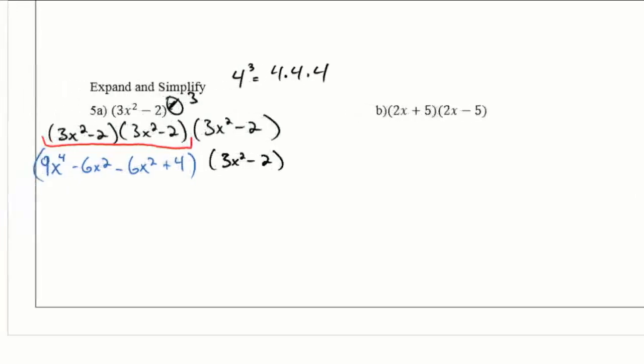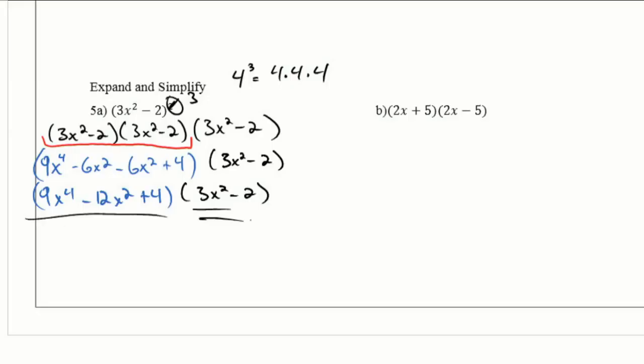I'm going to combine my like terms here: 9x to the 4 minus 12x squared plus 4. And then I still have this 3x squared minus 2. Now at this point, you're taking a trinomial and multiplying it by a binomial. So each thing in the first bracket needs to get multiplied by the second bracket. I have about 1 minute left, so I'm just going to fly through this. Hopefully I don't lose too many of you.